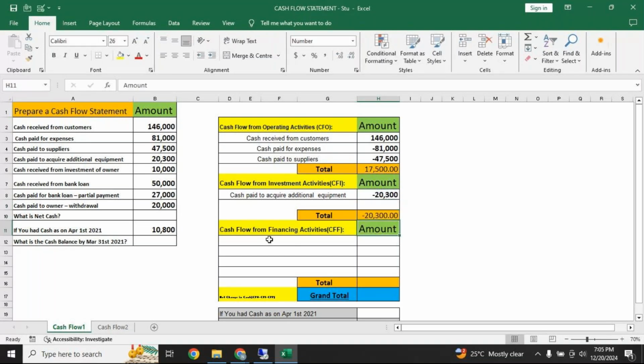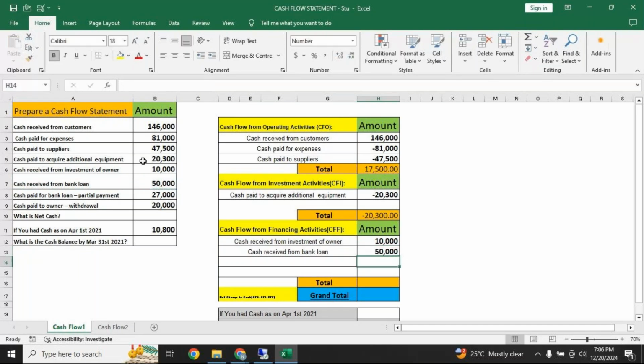Now cash flow from financing activities. Financing means either I am borrowing or I am lending money, something like that. So cash received from investment, I'm going to put it here. Cash received means money is coming in, so 10,000 rupees I am receiving. Then cash received from bank loan. Even though it is a loan, I am still receiving the money, so that also will be a positive value, 50,000.